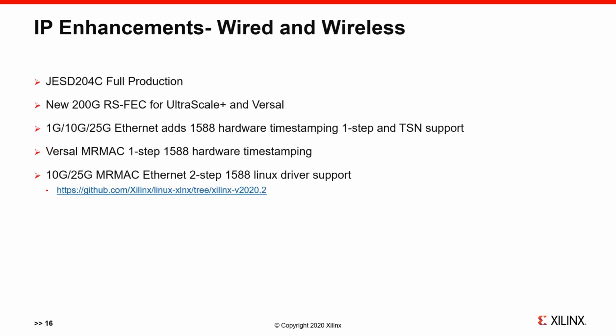Under IP enhancements for wired and wireless, there is a new standalone 200 gig RS-FEC for UltraScale+ and Versal. In the UltraScale+ 58 gig devices, this core is able to leverage the hard 50 gig KP4 FEC found in the GTM to save significant resources. We are also doing a lot of high accuracy 1588 development work. We have added 1588 support to our switchable 1 gig, 10 gig, and 25 gig Ethernet IPs.